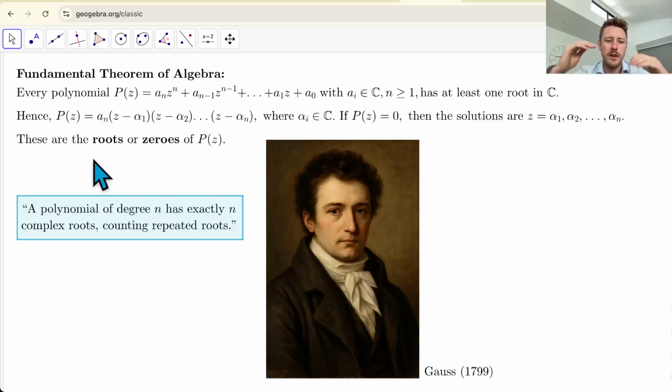Okay, so the next step he was able to say is that a polynomial of degree n has exactly n complex roots, counting repeated roots. So if this is a 3, then you're going to have 3 complex roots. But you need to account for the fact that you could have repeated roots. So if you had z minus alpha cubed as your p of z factorized, then that would count as 3 solutions because you have to count the repeated roots. Anyway, hopefully that's making some sense. It can be a challenging concept, but hopefully you're wrapping your head around it.